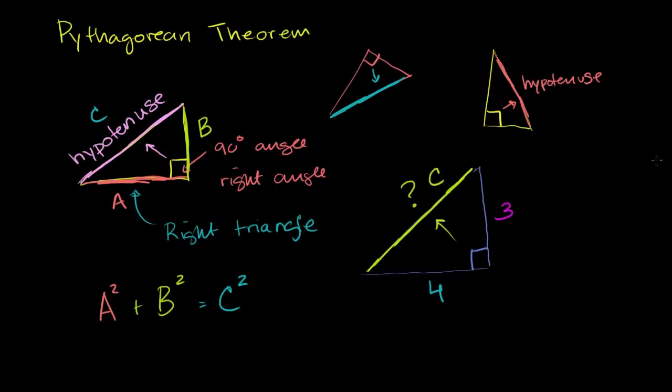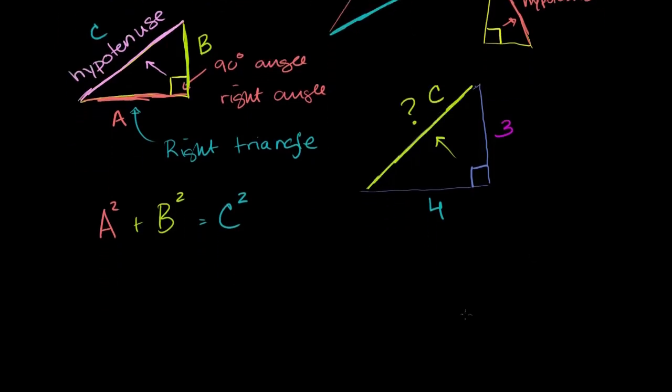So now we're ready to apply the Pythagorean theorem. It tells us that 4 squared, one of the shorter sides, plus 3 squared, the square of another of the shorter sides, is going to be equal to this longer side squared, the hypotenuse squared. It is going to be equal to c squared. And then you just solve for c. So 4 squared is the same thing as 4 times 4.